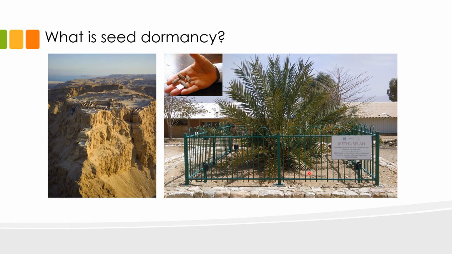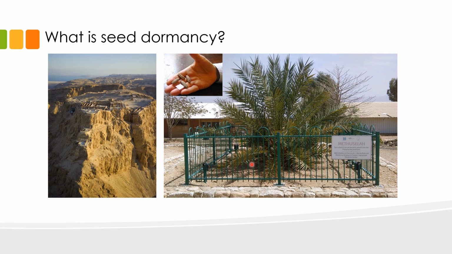This palm was grown from 2,000-year-old seeds that were excavated in Israel. The seeds are pictured here. Because the seeds were very old, the tree that came out of it was named Methuselah after the longest living character in the Bible, who lived for 969 years.